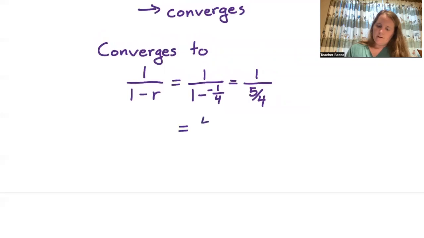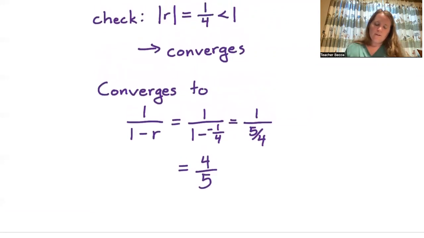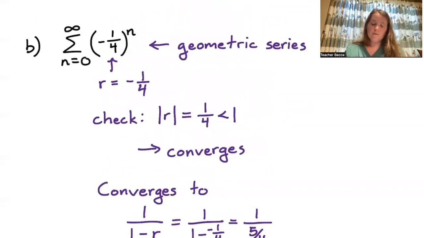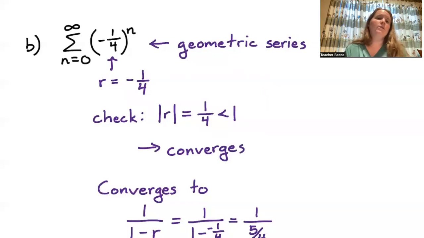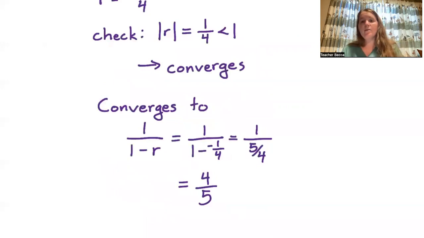otherwise known as 1 over 5/4, otherwise known as 4/5. So the series of negative 1/4 to the n, where the terms are alternating between positive and negative, we're adding, subtracting, adding, subtracting as we go, ultimately will converge to 4/5. So this is our sort of geometric series. If you have a geometric series, it's very quick to determine whether it converges or diverges. If it converges, it's very quick to use the formula to see what it converges to.